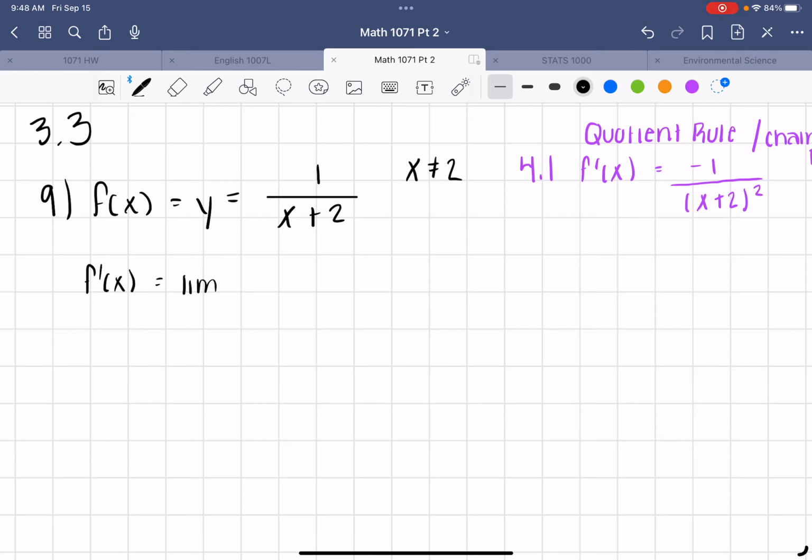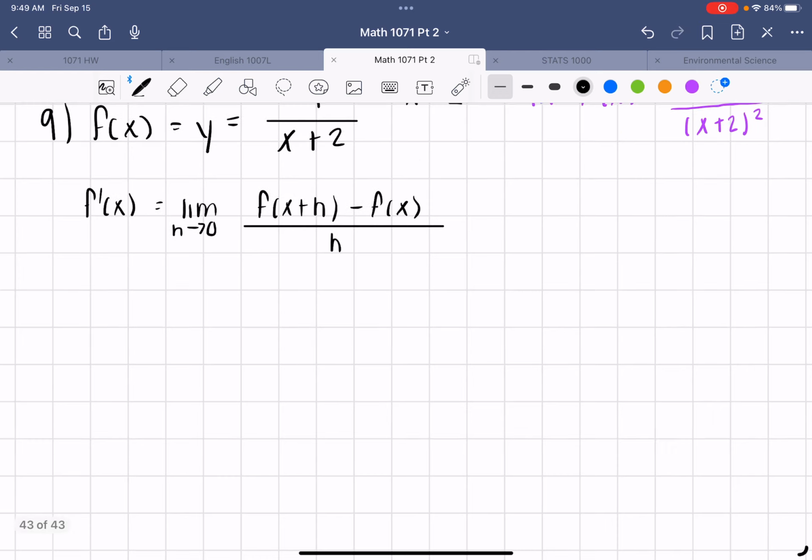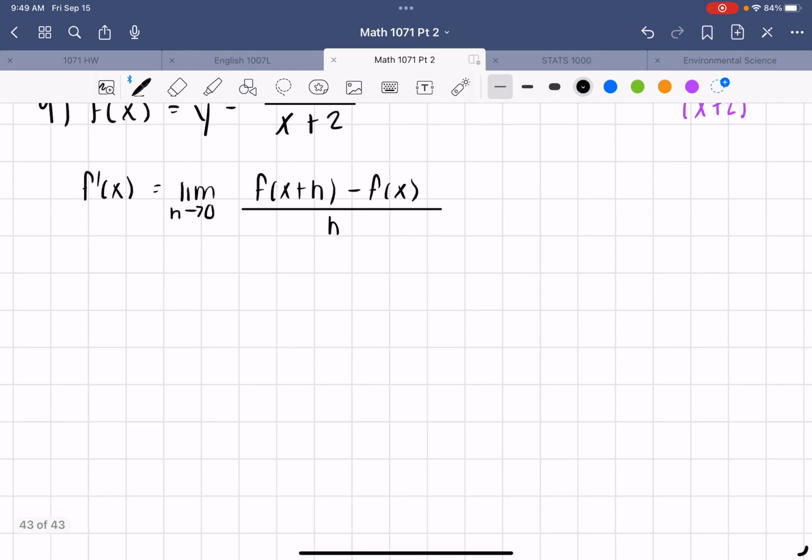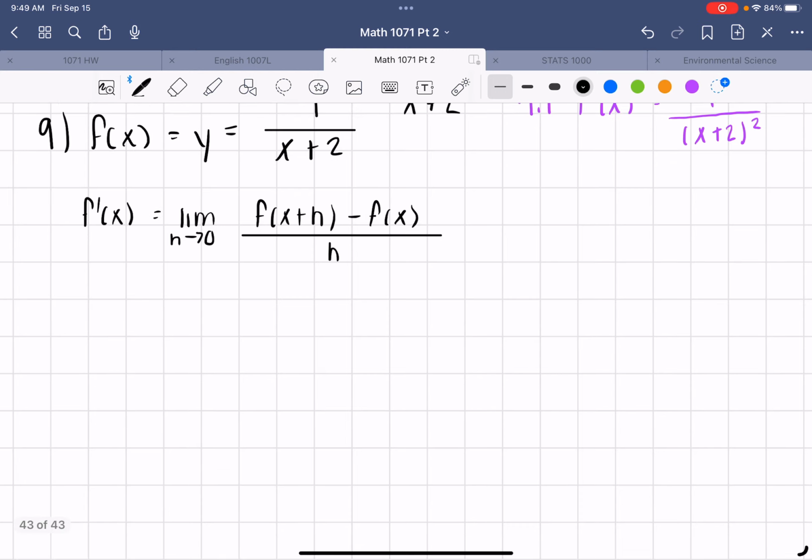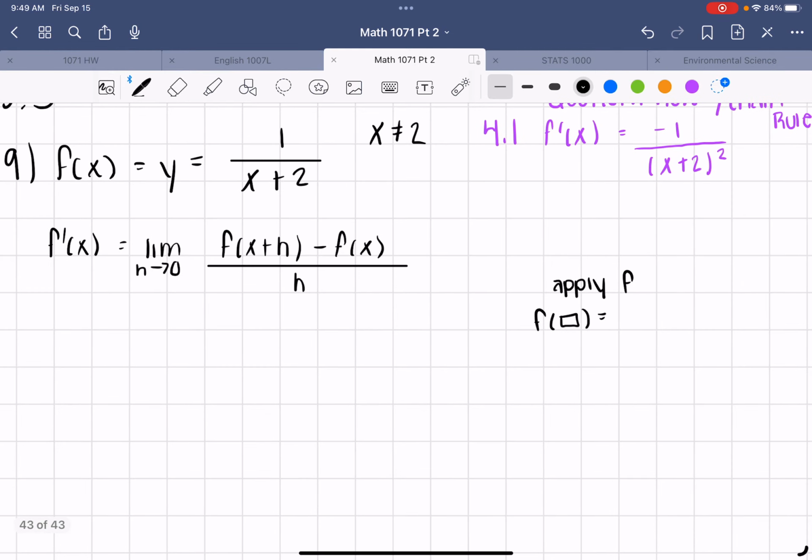Well, focus on the blue, focus on the green. So we're going to apply f, and remember, f is a set of instructions. This x here is just a placeholder, or they call it a dummy. Those are the instructions. F of box is 1 over box plus 2.